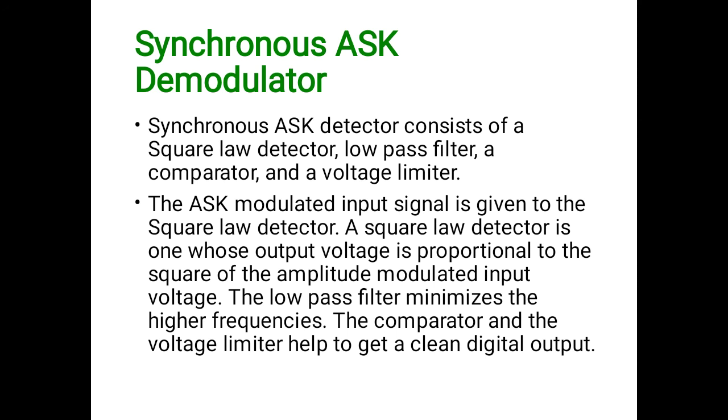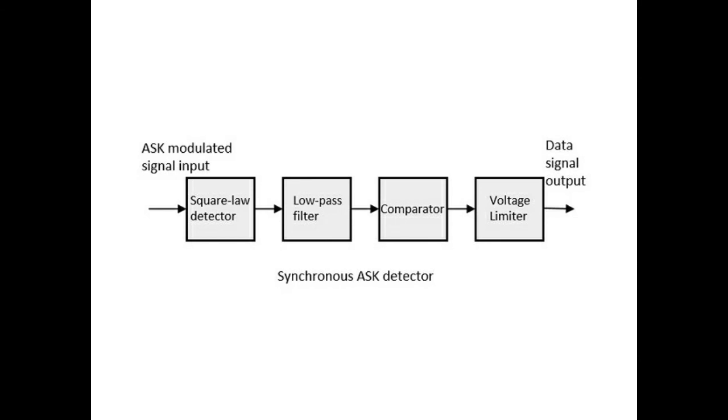The ASK modulated input is always given to the square law detector. The square law detector is one whose output voltage is proportional to the square of the amplitude modulated input voltage. And the low pass filter minimizes the higher frequencies. The comparator and the limiter will help to get a clean digital output. Only these paragraphs are enough. Now you can see this is the block diagram of the synchronous ASK detector, which contains a square law detector, low pass filter, comparator, and an additional block called voltage limiter.